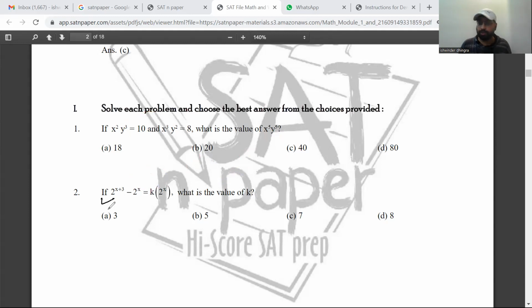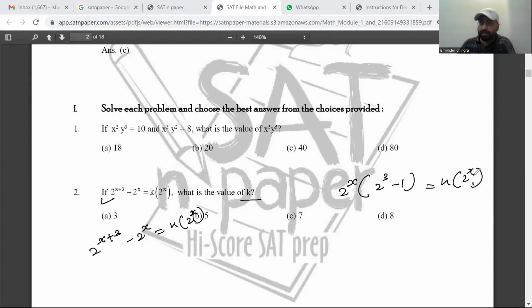Let's practice this question. Now, let's try to understand this. We are given 2 raised to power x plus 3 minus 2 raised to power x is equal to k into 2 raised to power x. Now, we need to find the value. What students generally try to do is take 2 raised to power x common out and get 2 raised to power 3 minus 1 is equal to k into 2 raised to power x, and they will cancel out like this way and say the value of k.